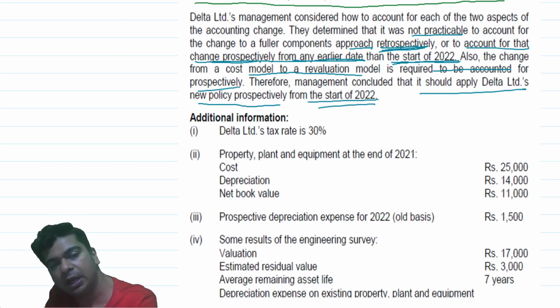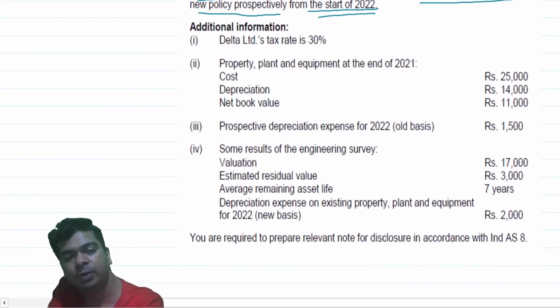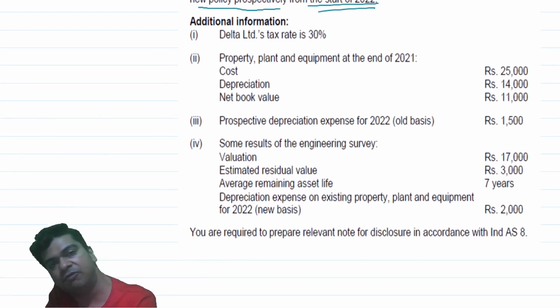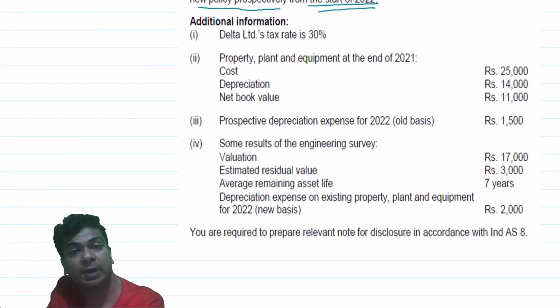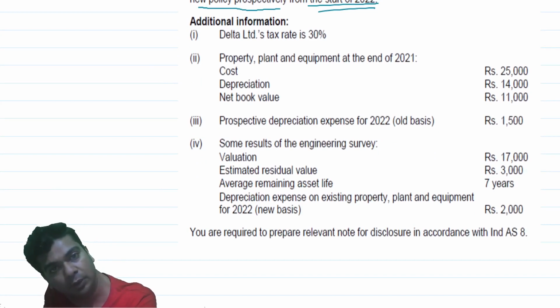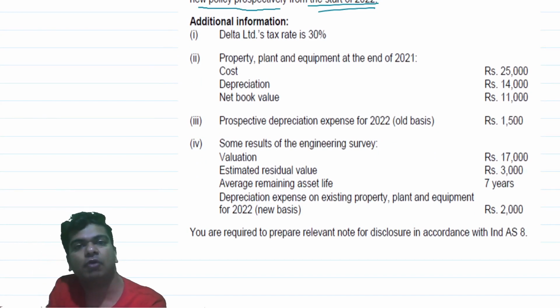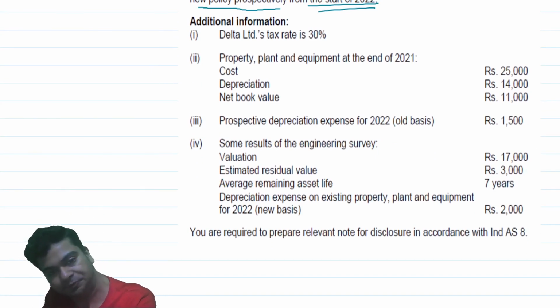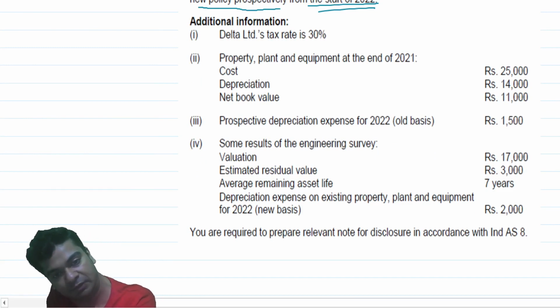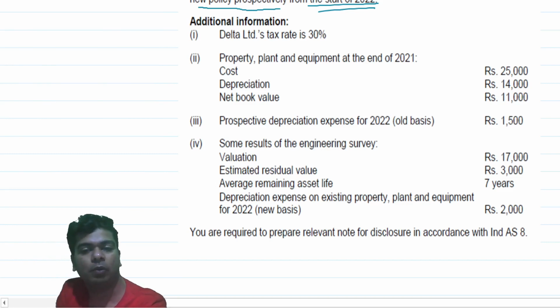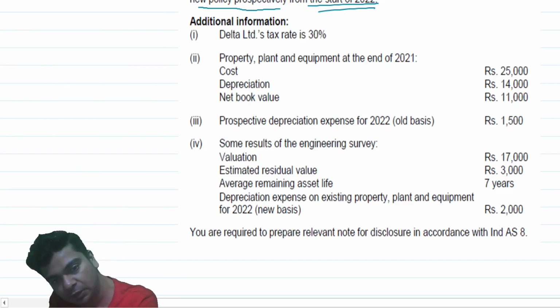Although you are changing an accounting policy, but then Ind AS 8 permits this. If the necessary information is not available for a retrospective calculation, then what can I really do? I will give its effect from the period it is practicable. They say additional information is given. Delta Limited's tax rate is 30%. Property, plant and equipment at the end of 2021 is given. Cost, depreciation and net book value.